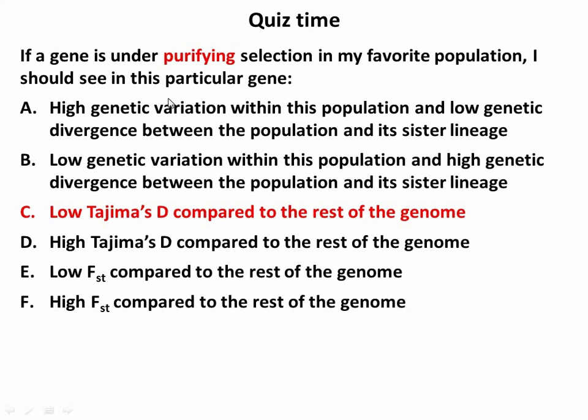Here, none of the others are correct. Why? Because what we expect with purifying selection is low genetic variation and low genetic divergence. So low genetic variation within this population and low genetic divergence between the population and the outgroup lineage. And same here, basically, we're probably not going to be able to detect purifying selection just using FST. Simply because, as I said, we're going to have a ratio of low divergence versus low diversity, which ends up as a sort of neutral FST, similar to a neutral selection scenario.